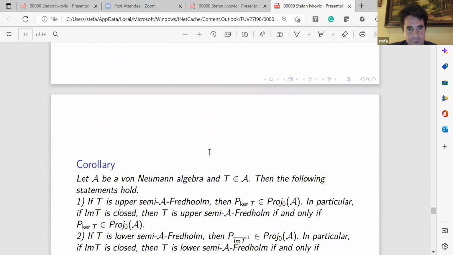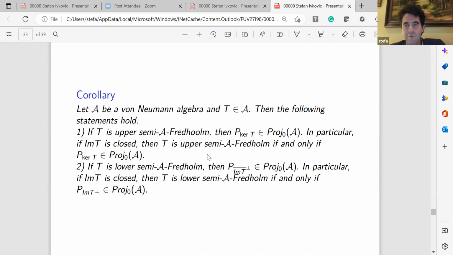You recall this lemma, where I already said that the meaning of the lemma is to characterize semi-Fredholm operators in terms of kernels and the orthogonal complement of the image. And as I promised, here we have this. So if T is upper semi-A Fredholm, then the projection onto the kernel is a finite projection. In particular, if the image of T is closed, then T is upper semi-A Fredholm if and only if the projection onto the kernel is a finite projection. And similarly for lower semi-A Fredholm, then we speak about the projection onto the orthogonal complement of the image. But the analog holds.